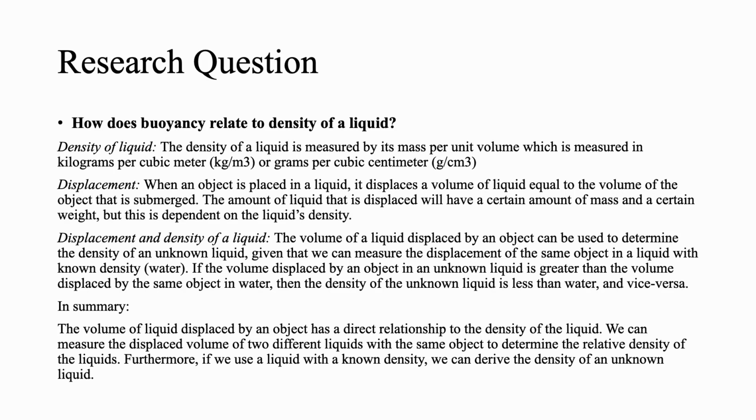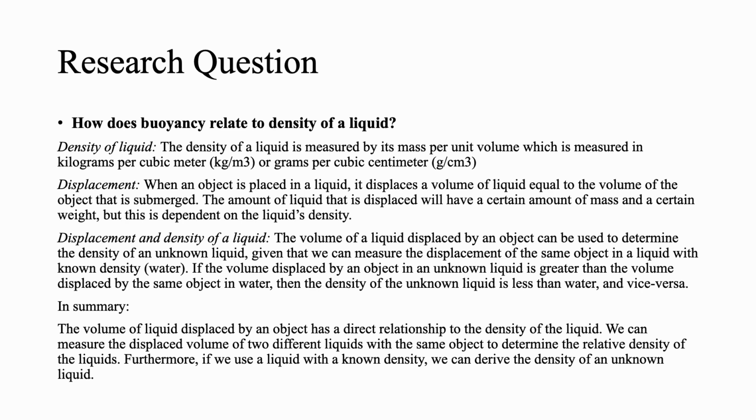So this is the research question. How does the buoyancy relate to density of a liquid? The density of a liquid is measured by its mass per unit volume, which is measured in kilograms per cubic meter or grams per cubic centimeter.